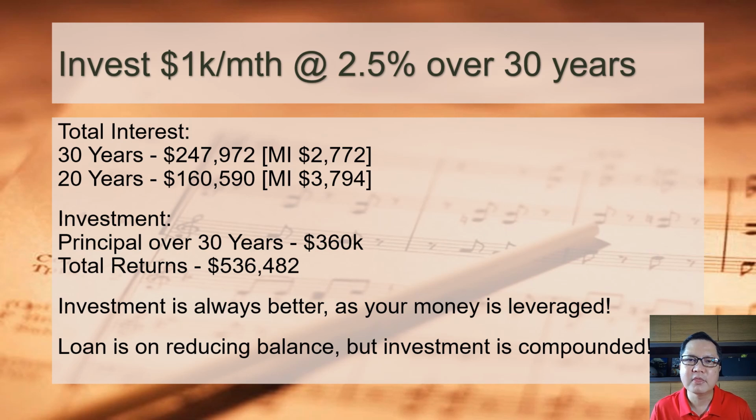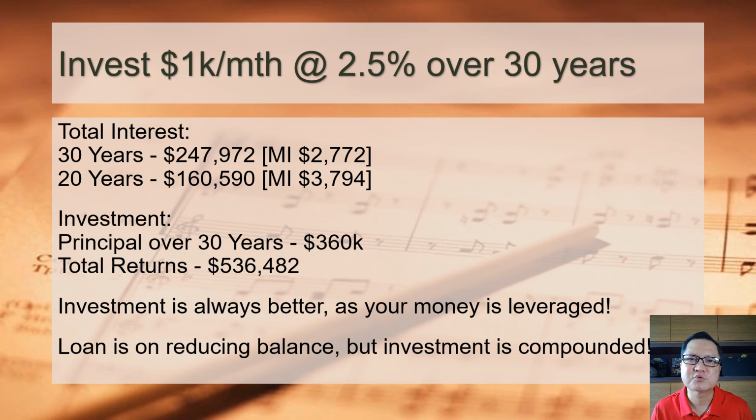Now, if you were to save $1,000 per month over this 30-year period, because you have saved the extra from cash flow at a very nominal 2.5%, which is quite possible, you will see that over the principal of 30 years, you're actually saving $360,000. And a compounded interest of 2.5% per annum over each month over a 30-year period will bring your total return to $536,482.